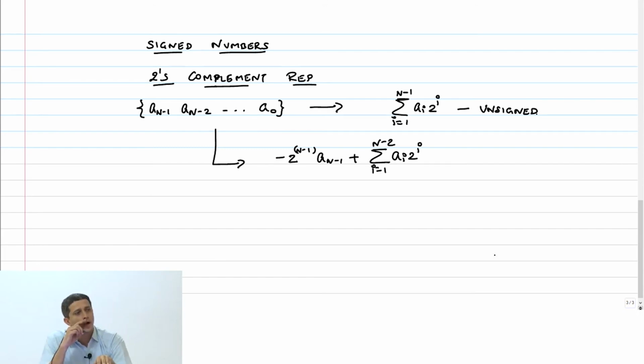So, how do you identify now if this number is positive or negative? If I give you a 2's complement number, you look at the MSB. So, if the MSB is 1, you are saying that the number has to be negative. How do you know?